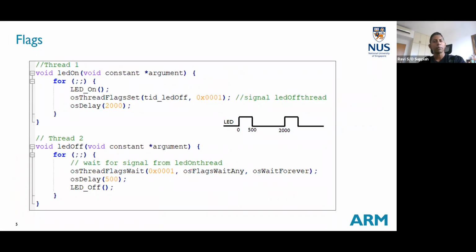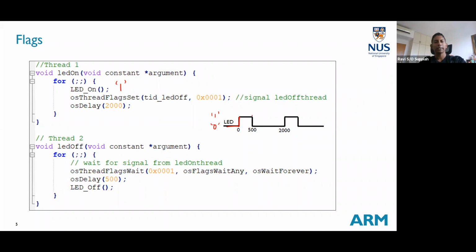Let's look at an example. In this example, we have two tasks, LED on and LED off. LED on calls the LED on function, so in this case it switches on the LED. That means technically you can say that I set the output to a 1. So this is a 0, this is a 1, and I set the output to a 1.